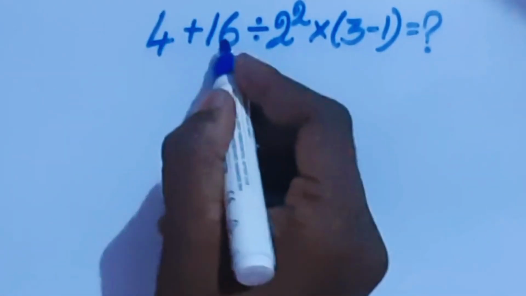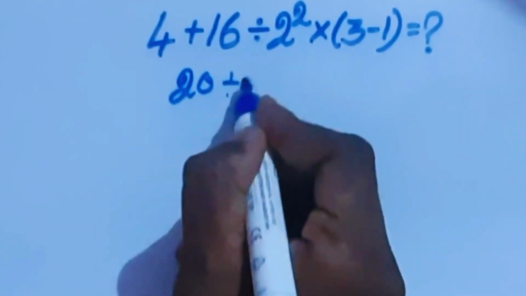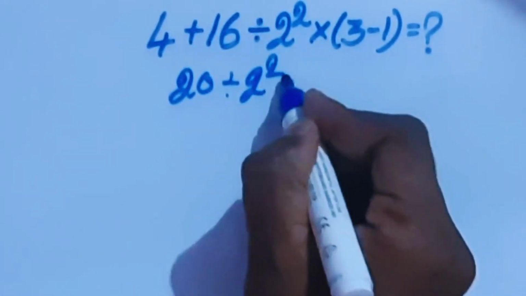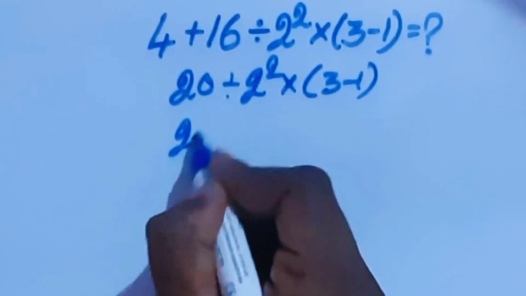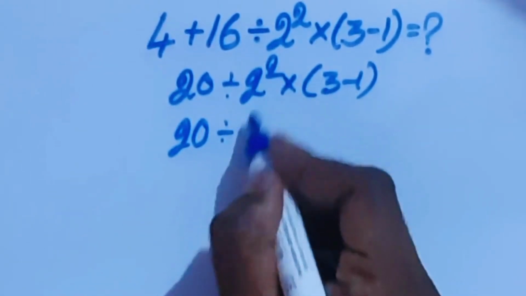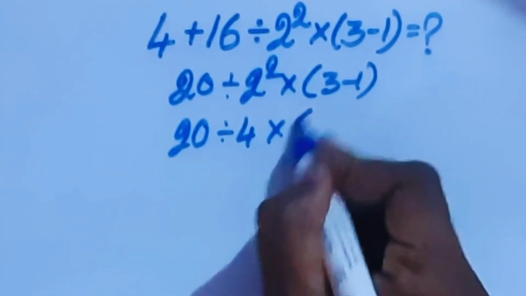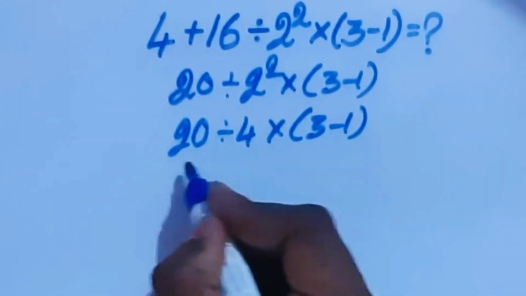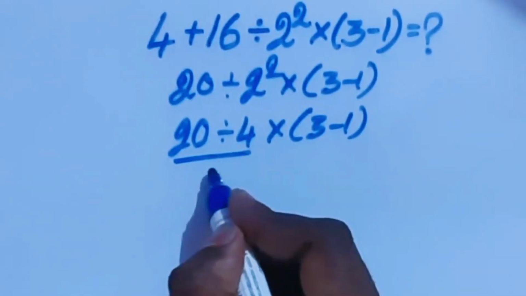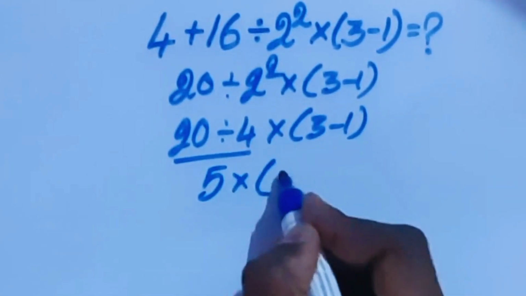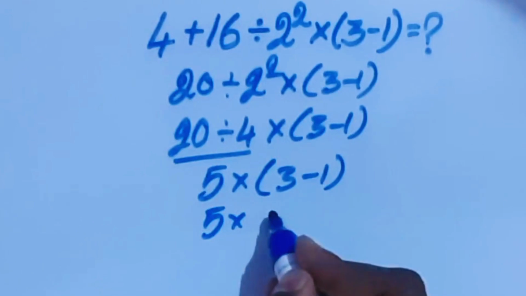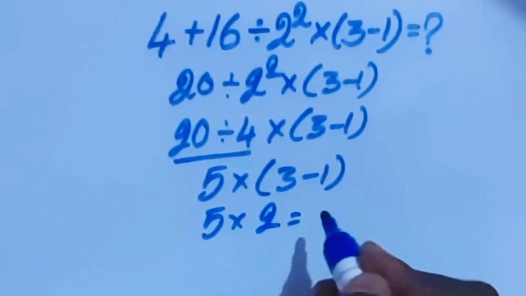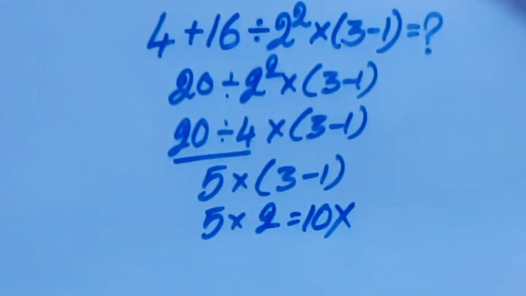Hi guys, here 4 plus 16 is 20, divided by 2 power 2, times (3 minus 1) in bracket. Here 20 divided by 2 power 2 is 4, times (3 minus 1) in bracket. Here 20 divided by 4 is 5, times (3 minus 1) in bracket. Here 5 times 3 minus 1 is 2. Here 5 times 2 is 10, which is the wrong answer. As per this order of operations, this 10 is the wrong answer.